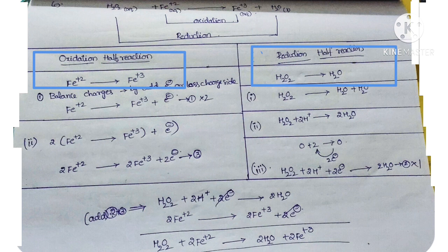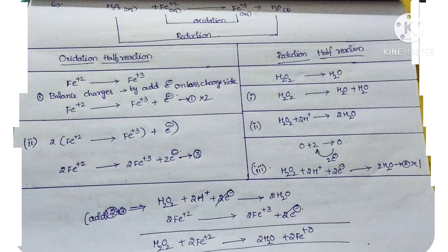So Fe plus 2 to Fe plus 3. We balance charges. We add plus 2 to plus 3. 1 electron is added to the right side. So this equation changes to Fe plus 2 gives rise to Fe plus 3 plus 1 electron. And the reduction reaction, see here, H2O2 to H2O. We balance oxygen atoms by adding a water molecule. H2O2 gives rise to H2O plus H2O.